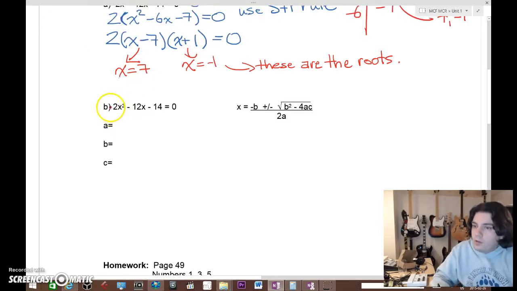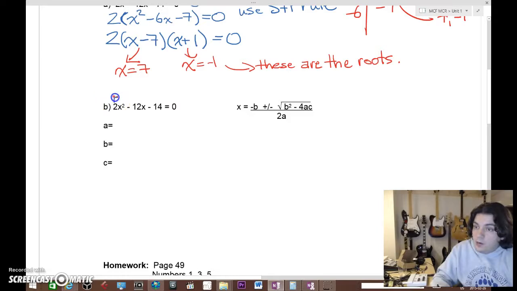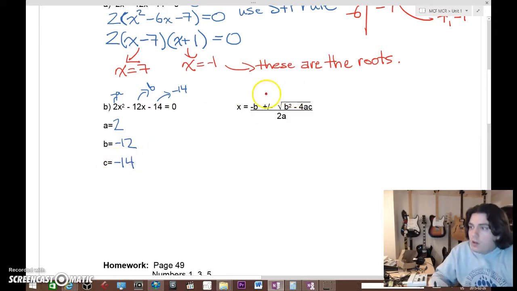But if we wanted to use the quadratic formula, remember that a quadratic is of the formula ax squared plus bx plus c. That's the formula of a quadratic. So in this case, the a value is the 2, the b value is the -12, and the c value is the -14. And this should be review. So a is equal to 2, b is equal to -12, and c is equal to -14. The quadratic equation is x equals -b plus or minus the square root of b squared minus 4ac all over 2a. Now this tells you very quickly that you will get how many solutions?